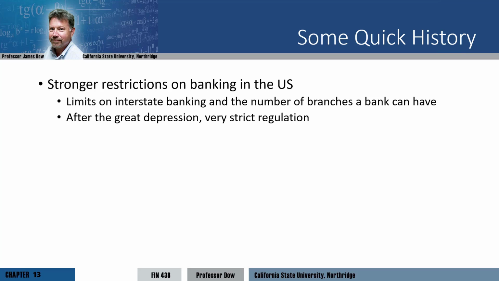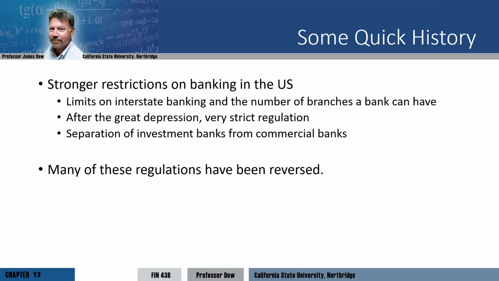After the Great Depression, a number of laws were passed that strictly regulated the banking business, including a separation of commercial banks and investment banks. In recent years, a number of these regulations were reversed. We'll talk more about this in a later video.